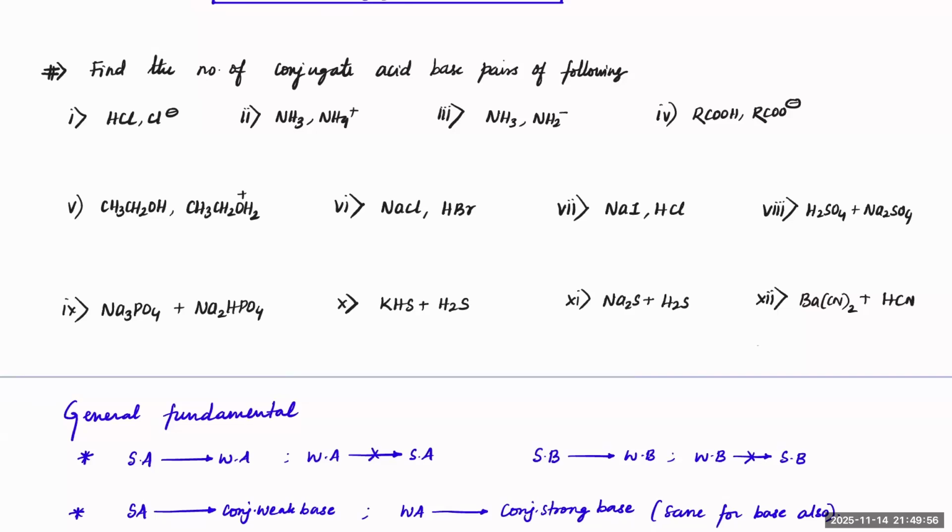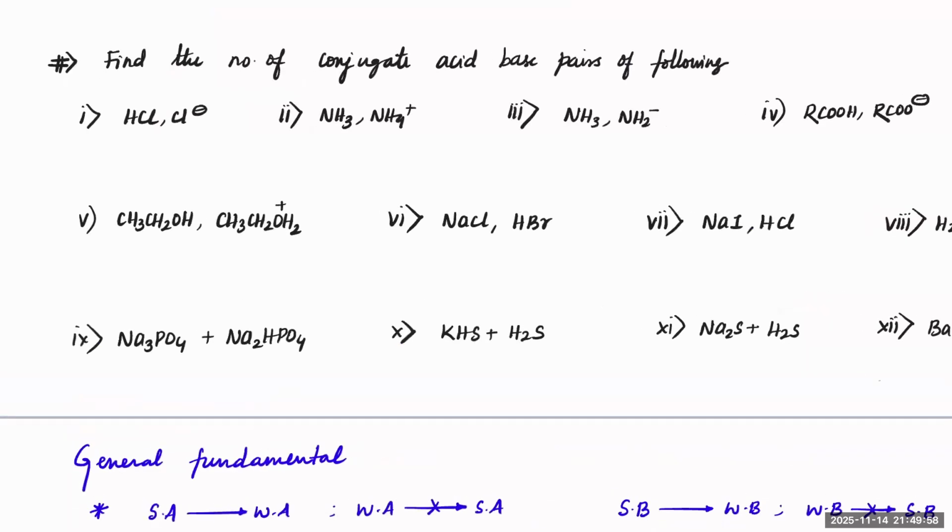Check out. First one, HCl and Cl minus. Yes, definitely this is a conjugate acid-base pair. You can see this is an acid, this is a base. That's why it is a conjugate acid-base pair. Clear? Now here, this one is a base, this one is an acid because it is accepting H plus. So this is also a conjugate acid-base pair. Now here ammonia is an acid. This one is a base because it has lost H plus. But this can also be read as a conjugate acid-base pair.